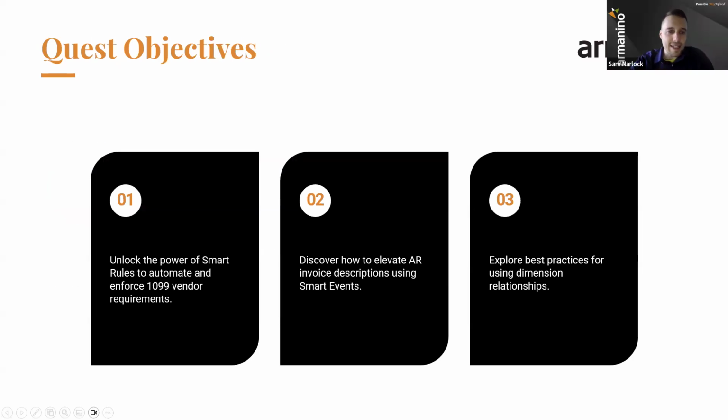All right. Our adventure today is going to take us through these three missions or objectives. We're going to talk a little bit about smart rules, smart events, and dimension relationships. The idea is to get some ideas going about how these can be used to streamline and automate processes in Intacct. The first mission is unlocking the power of smart rules to automate vendor 1099 requirements. The second mission is using smart events to automate invoice descriptions. Finally, we're going to look at exploring best practices with dimension relationships and how those can be utilized in Intacct.